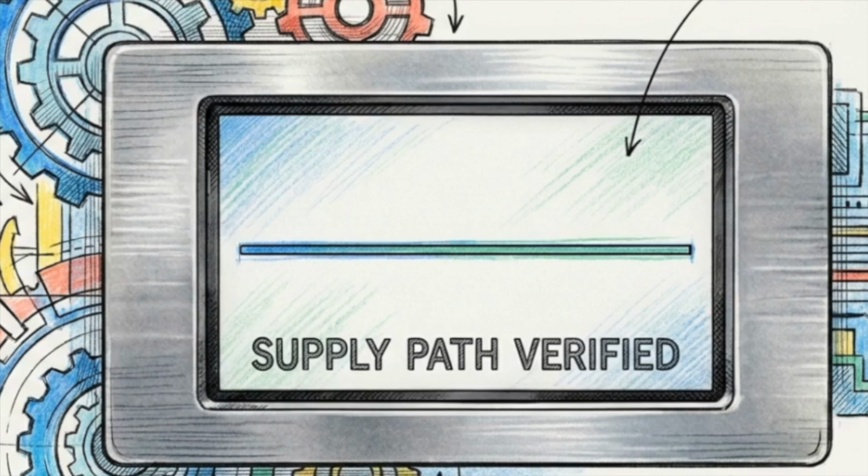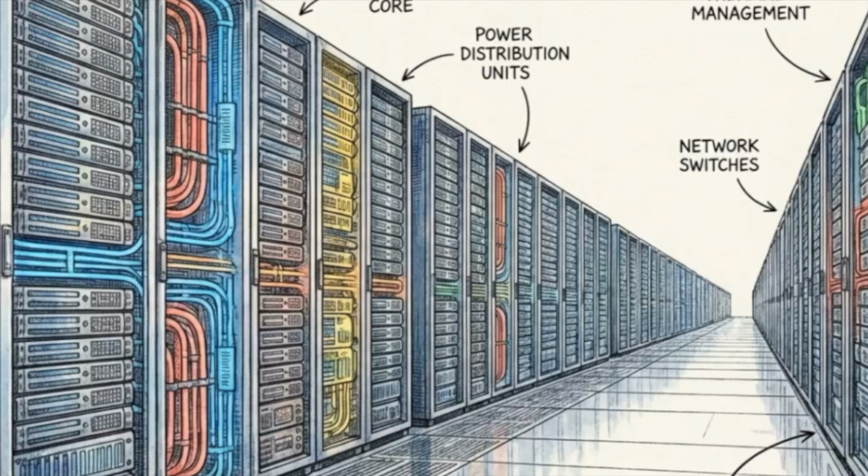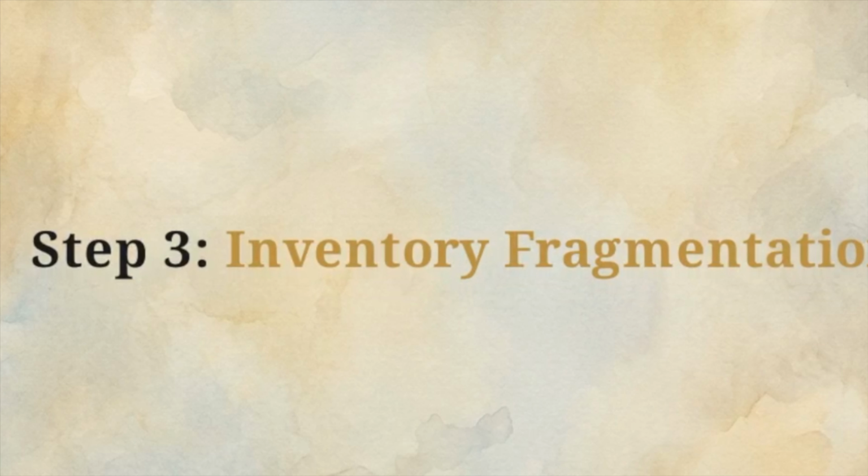The result is cryptographic proof of supply path optimization. This status report goes directly to your leadership, verified by your own internal systems. Placing the audit on physical hardware ensures the data cannot be altered or obscured by the intermediaries it is meant to monitor. Step 3 targets inventory fragmentation.